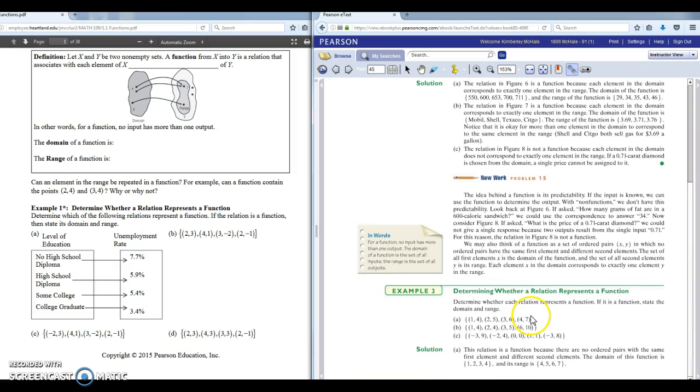And I notice there's an example here where I have a table of values, not a table of values, a set of values. And notice those match B, C, and D. They're not the exact numbers, but those are what I would use to answer this question. By the way, where it says, can a function contain the points 2, 4, and 3, 4, why or why not, that's going to be answered here. The set of all the first elements x and the set of all the second elements y, each element x corresponds to exactly one element in the range. And so you're going to have to figure it out from there.